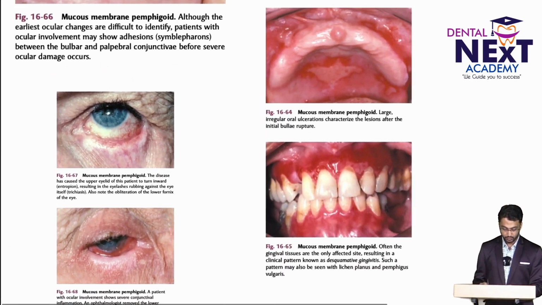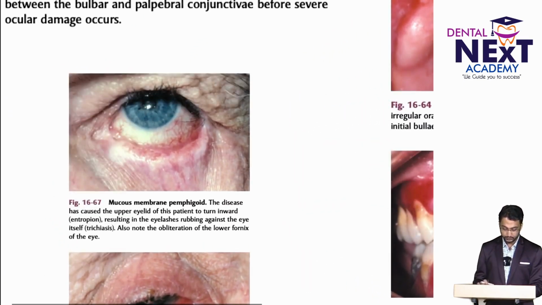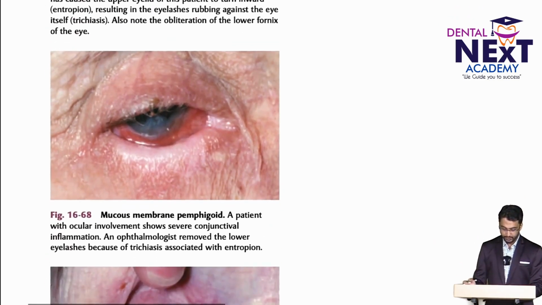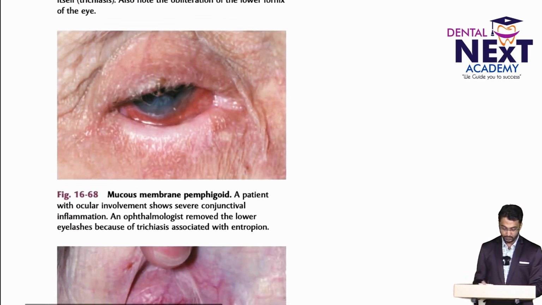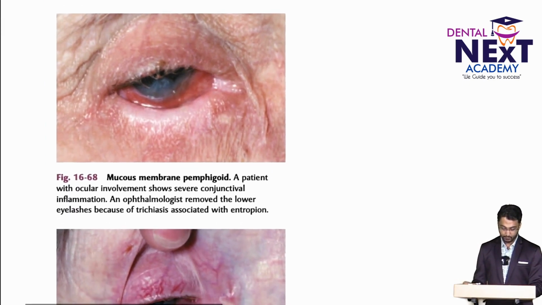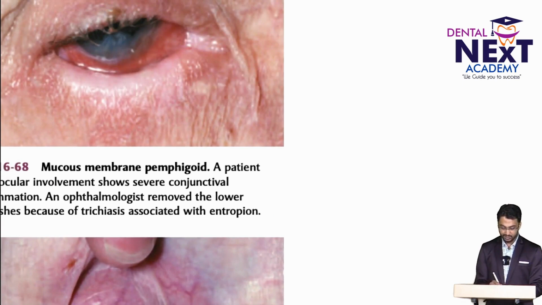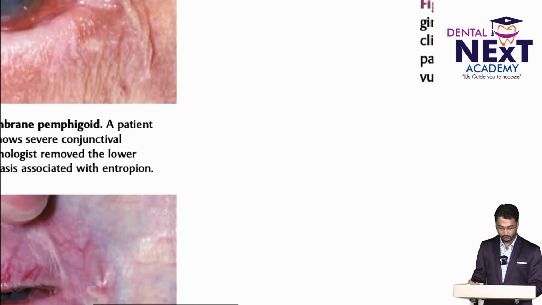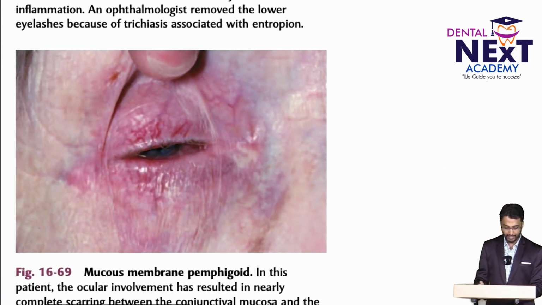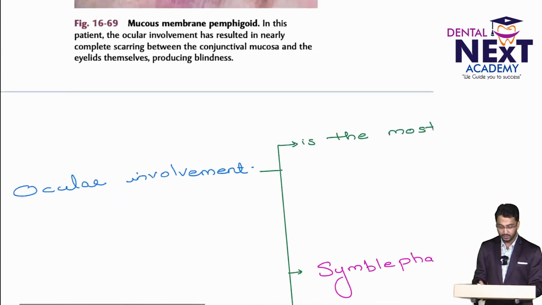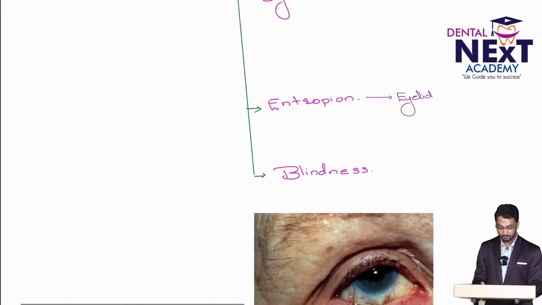See this, this is again the entropion. The upper eyelid is turned inward, isn't it? Now here, this is basically conjunctivitis. Then there is trichiasis, where the eyelashes hit the eye and cause problems. So it can also be seen. Now here, this is the eye scarring. Symblepharon and scarring, and finally you end up in blindness.